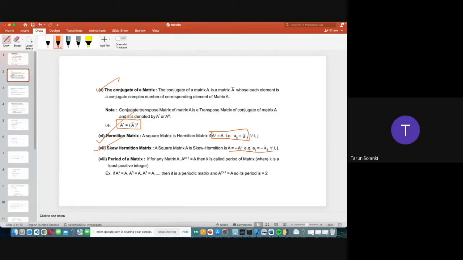Meaning, n plus 1, where n is here the period, or k, we've written as k. Always remember k is the least positive integer.